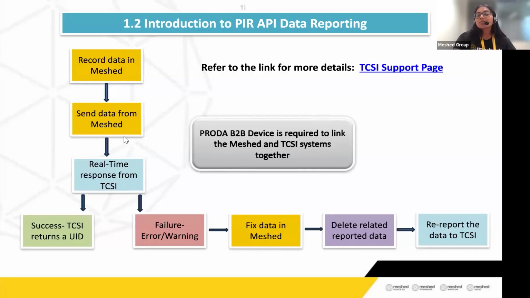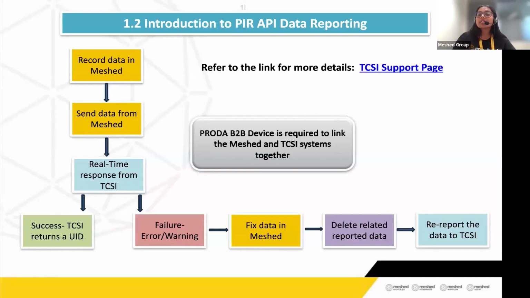Once you send that data from mesh to Taxi, you will receive a real-time response from Taxi. This real-time response can be in terms of success or failure. If it is a success, that the record has been created successfully or deleted successfully, TCSI will return a UID.